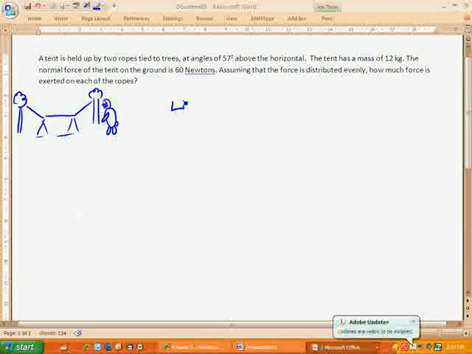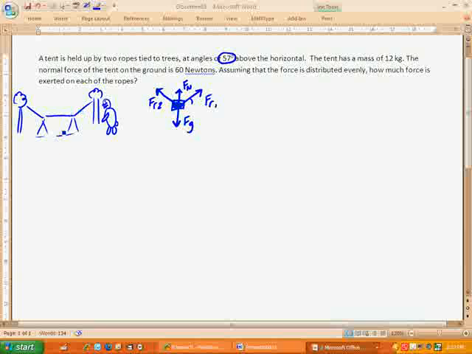So if I draw my free body diagram, that is my tent. I've got one rope pulling up on the tent in this direction, and I've got one rope pulling up in this direction. Now I know that angle right there is 57 degrees above the horizontal. The only other things that are pushing on my tent is we've got the ground. The normal force is pushing up on the tent, and then we've got the force of gravity pulling down. And since the ropes and the ground are the only thing touching the tent, those are my only three contact forces, and then I've got the force of gravity that's pulling down.